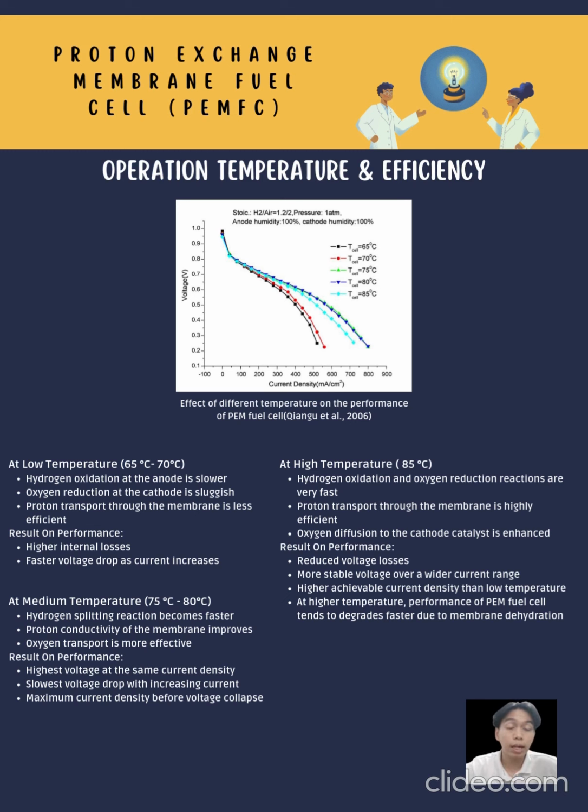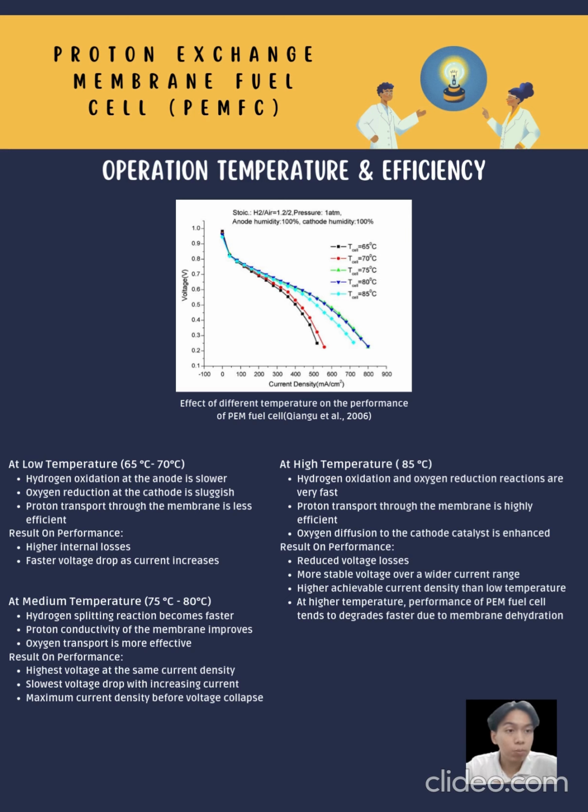At the highest temperature, which is 85 Celsius, represented in the graph with the light blue line, hydrogen oxidation and oxygen reduction reactions are very fast. Proton transport through the membrane is highly efficient. Oxygen diffusion to the cathode catalyst is enhanced. As a result, the performance shows reduced voltage losses, more stable voltage over a wider current range, and higher achievable current density than at low temperature.